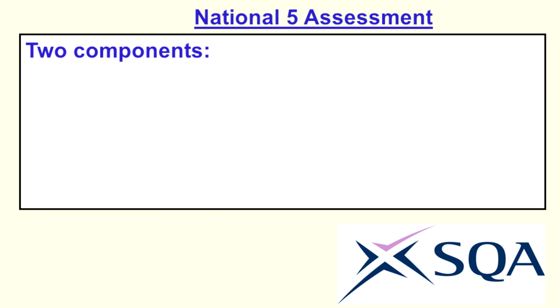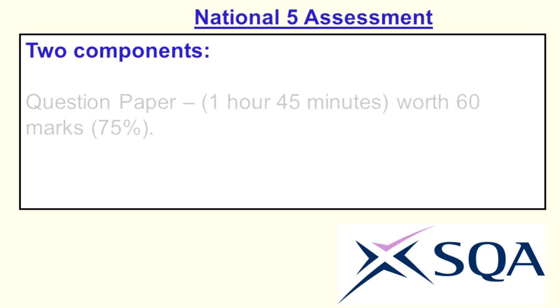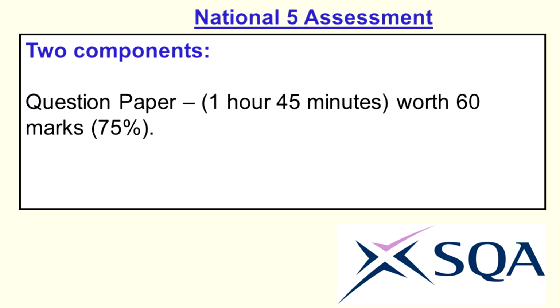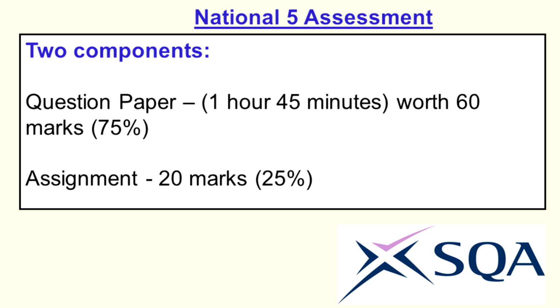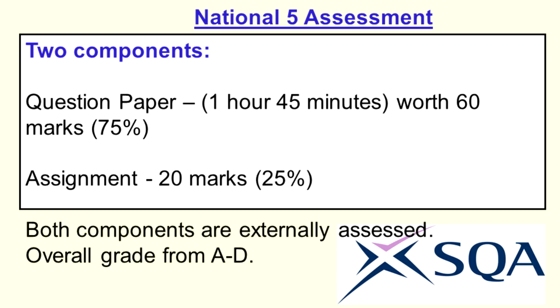In National 5 History there are 2 components for the overall grade. The first component is the question paper, which is an hour and 45 minutes, and this is worth 60 marks. This is 75% of your child's overall grade. There is also the assignment, which is worth 20 marks. This is 25% of your son or daughter's overall mark. Both components are externally assessed by the SQA and are graded A to D.